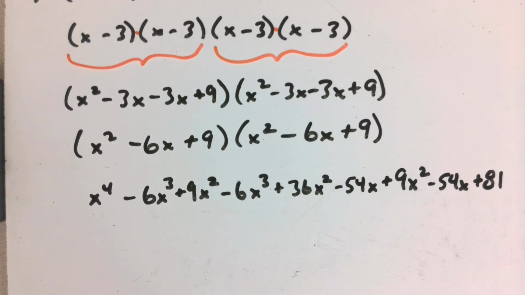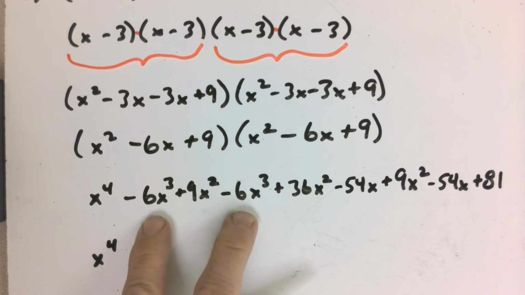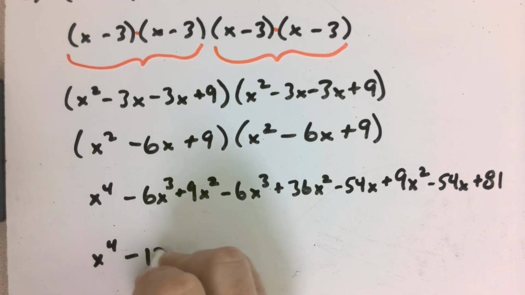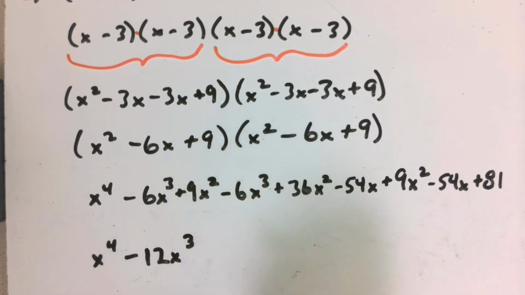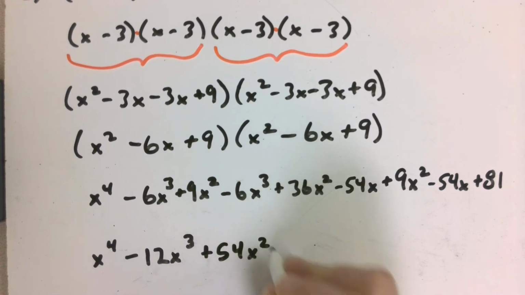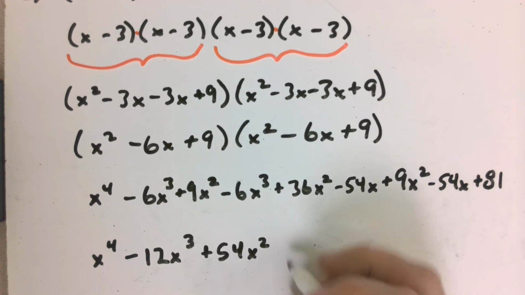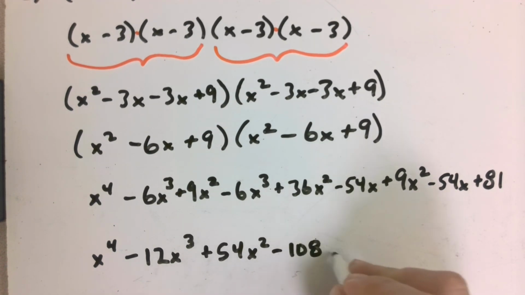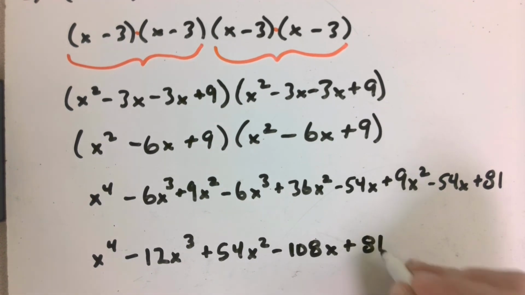We do want to combine any like terms that we have. The highest power of x is our x⁴. x³ would be next. There's 2 of those. Negative 6 minus 6 more would be minus 12. x² are next. We have 9 plus 36 plus 9 more. 9 plus 36 is 45, plus 9 more is 54. For our x's, we have negative 54 minus 54 more, and then finally the plus 81 on the end.